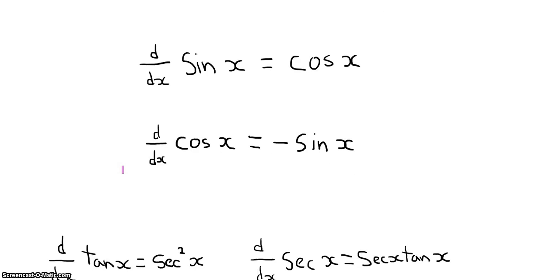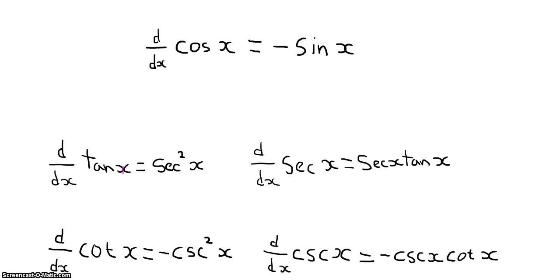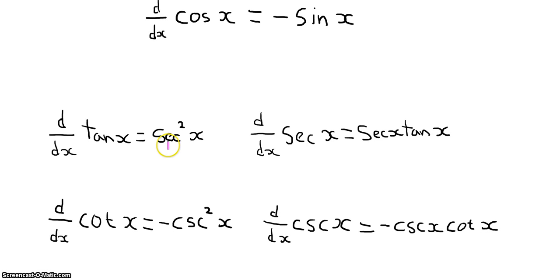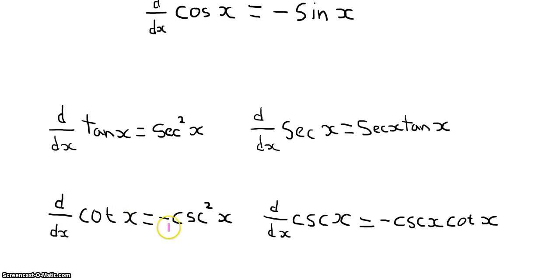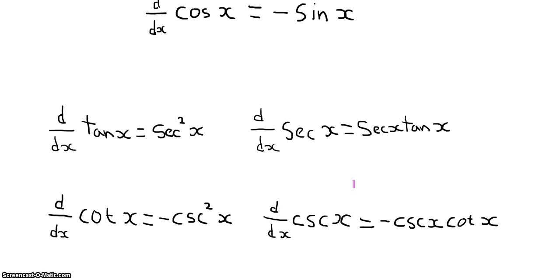Now there are other functions for this too, like tan x: the derivative of tan x equals secant squared x. The derivative of secant x equals secant x tan x. The derivative of cotangent x equals negative cosecant squared x. And the derivative of cosecant x equals negative cosecant x times cotangent x. And so these you can just memorize and use anytime, because they'll always be true.